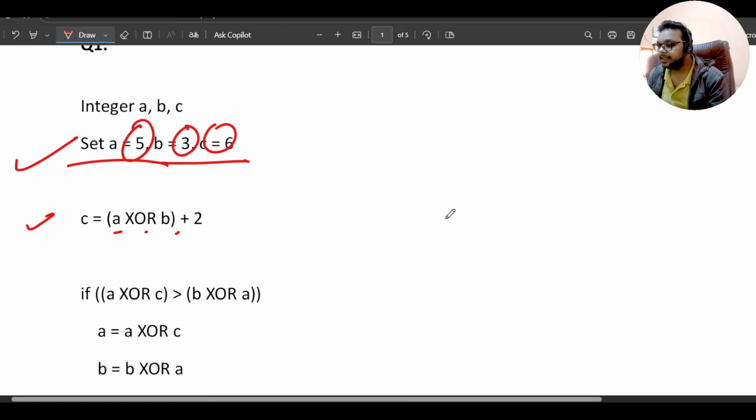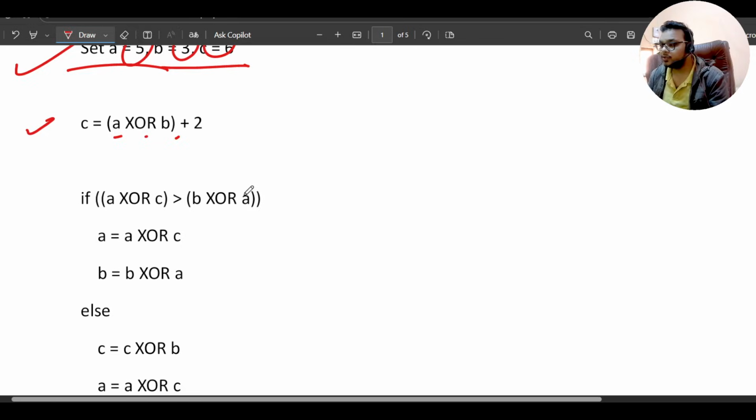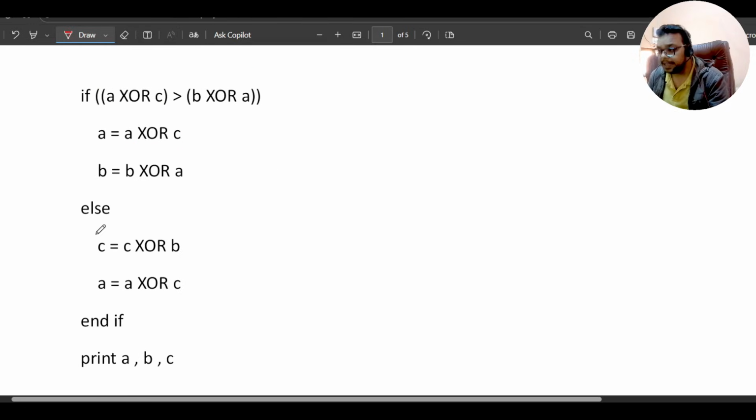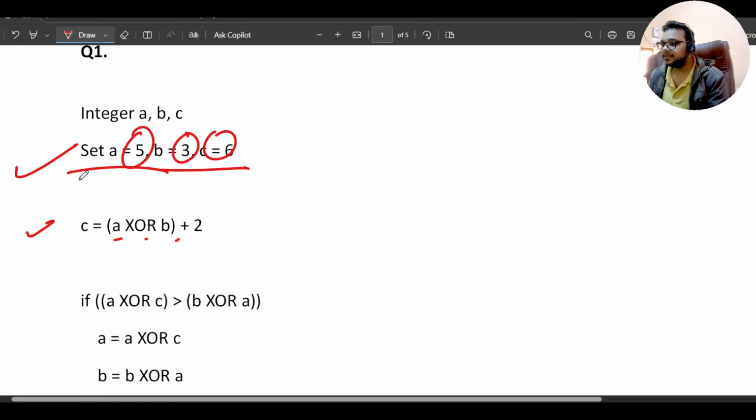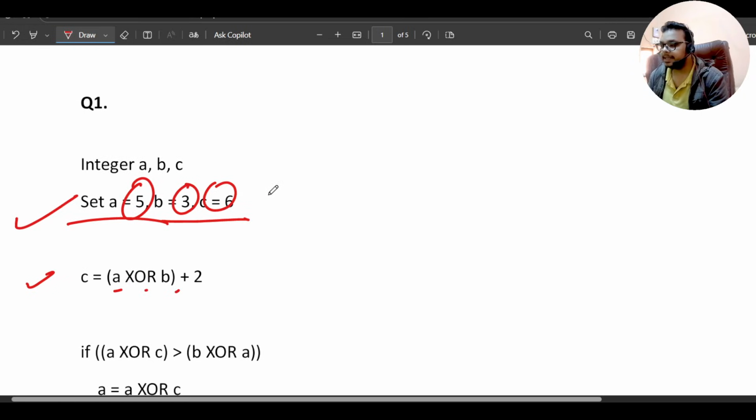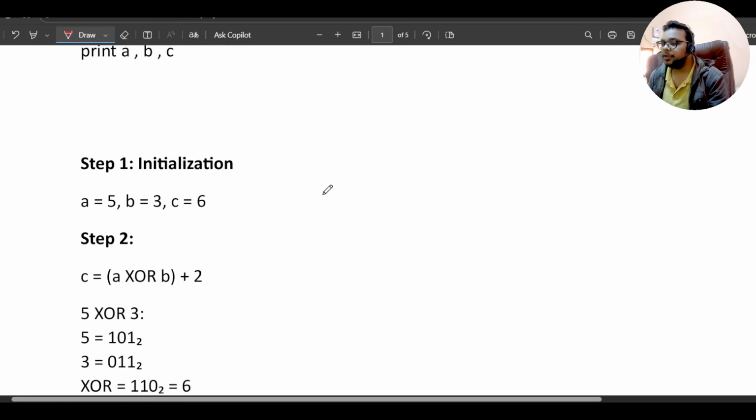If A XOR C is greater than B XOR A, then A equals A XOR C, B equals B XOR A. Else C equals C XOR B, A equals A XOR C. And then print A, B, C. So let's start with this one. The value of A is 5, B is 3, and C is 6. First of all, you need to convert them into binary.